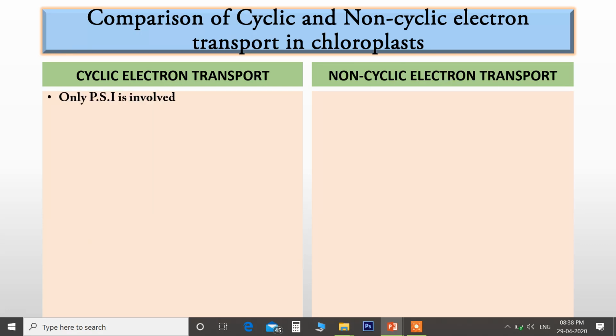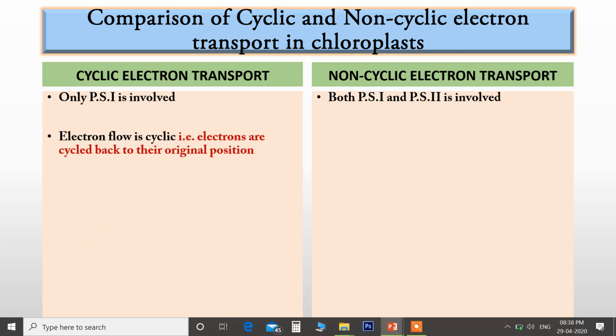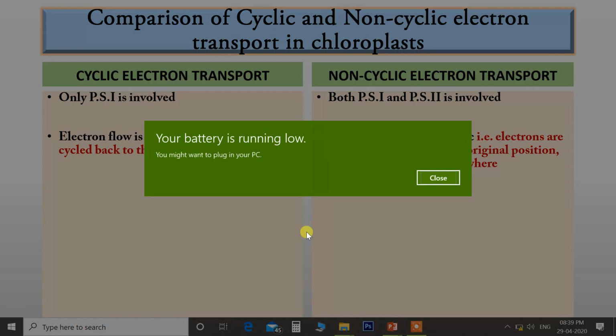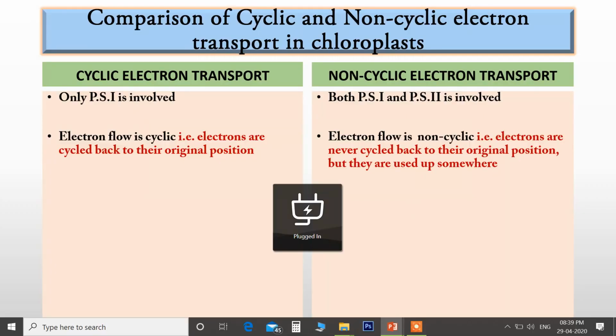So the first point, cyclic electron transport involves only pigment system 1, and in non-cyclic both pigment systems, both PS1 and PS2, are involved. The second point is regarding the path of electron. As the name indicates, cyclic electron transport involves a cyclic electron flow in which electrons are cycled back to their original position. But in non-cyclic, the electron flow is non-cyclic. Here electrons are never cycled back to their original position, but they are used up somewhere.